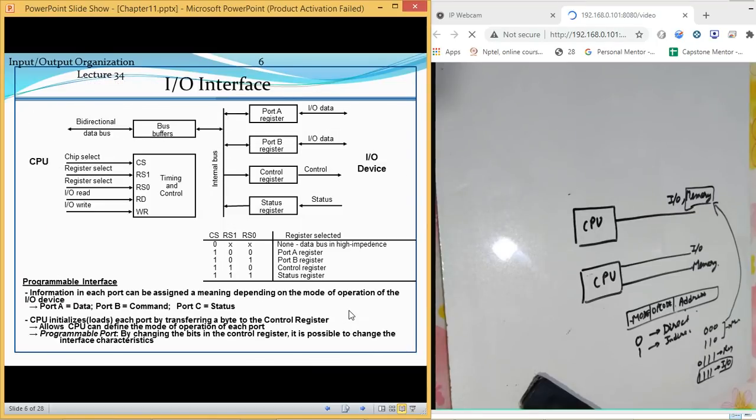Now the next is, what is the structure of the input output interface and what is its task. So we will be doing this.